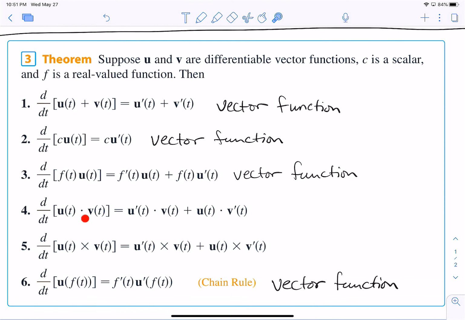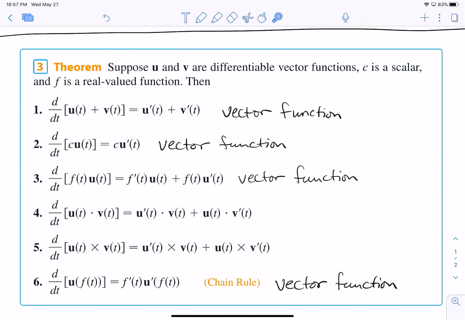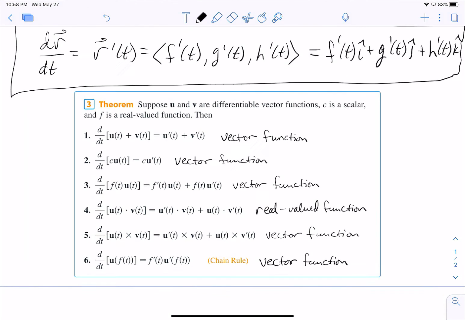For number 4, though, we have a dot product. And remember, the dot product of two vectors that have numerical components is a scalar. Here we have a dot product of two vector functions, and so the result is going to be a real valued function, or a function that spits out a scalar. For the cross product, since it yields a vector, the product rule with the cross product will also yield a vector function.